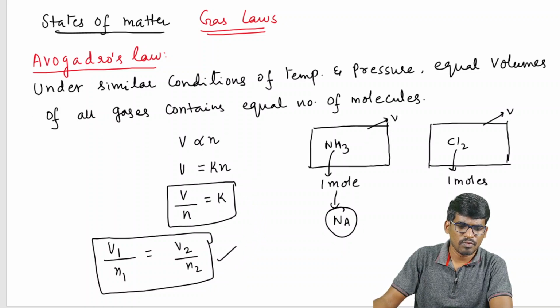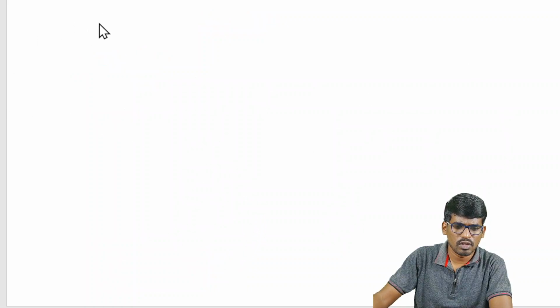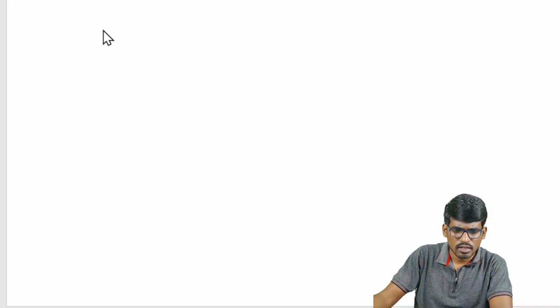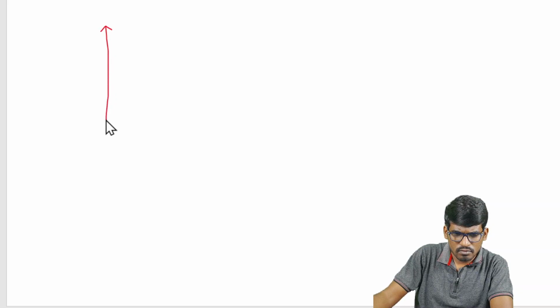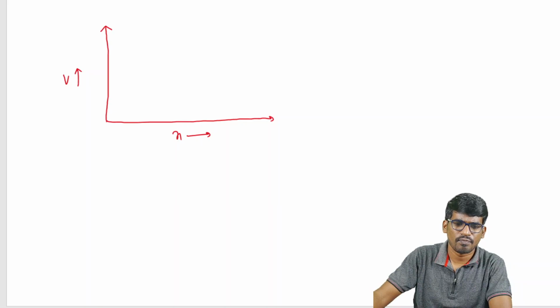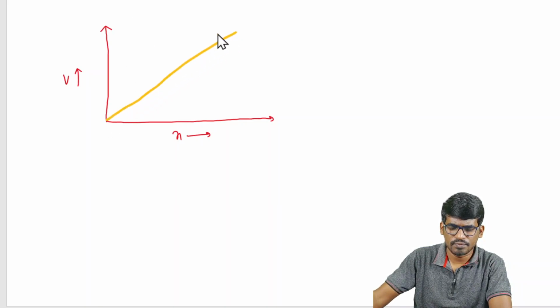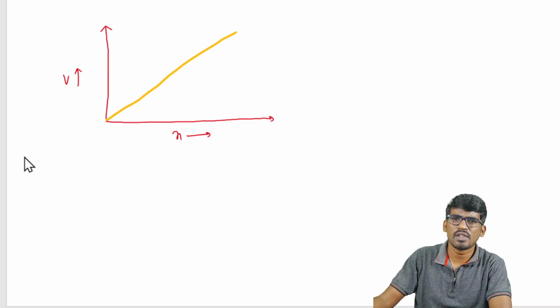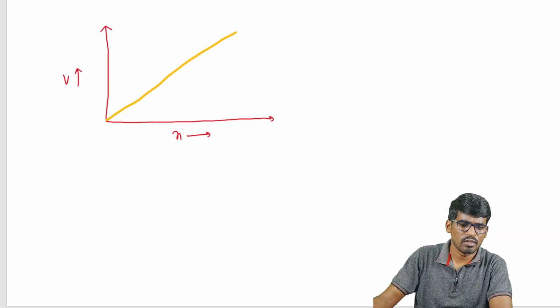And obviously, because V is proportional to N, if you draw the graph between volume and number of moles or number of molecules, you will get a straight line passing through the origin. Because V is equal to Kn, that is Y is equal to Mx form. So a straight line passing through the origin can be obtained.